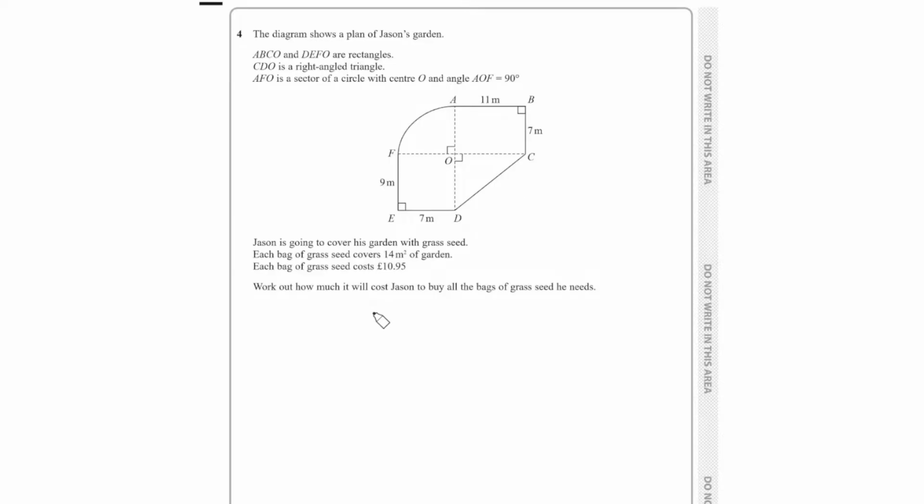Jason is going to cover his garden with grass seed. Each bag of grass seed covers 14 meters squared of garden. Each bag of grass seed costs $10.95. So work out how much it will cost Jason to buy all the bags of grass seed he needs. So obviously we're going to need to work out the area, right? That's the general context.